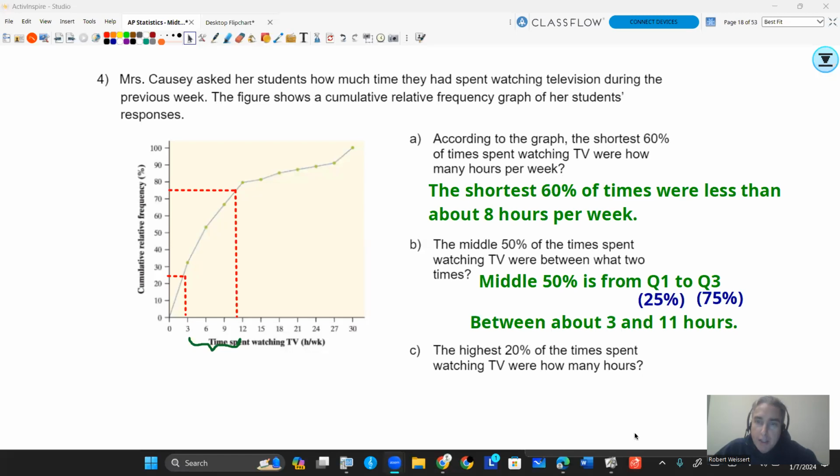All right, look at the last question. The highest 20% of times, highest 20 is going to be up here, is going to be how many hours? See if you can figure that out.